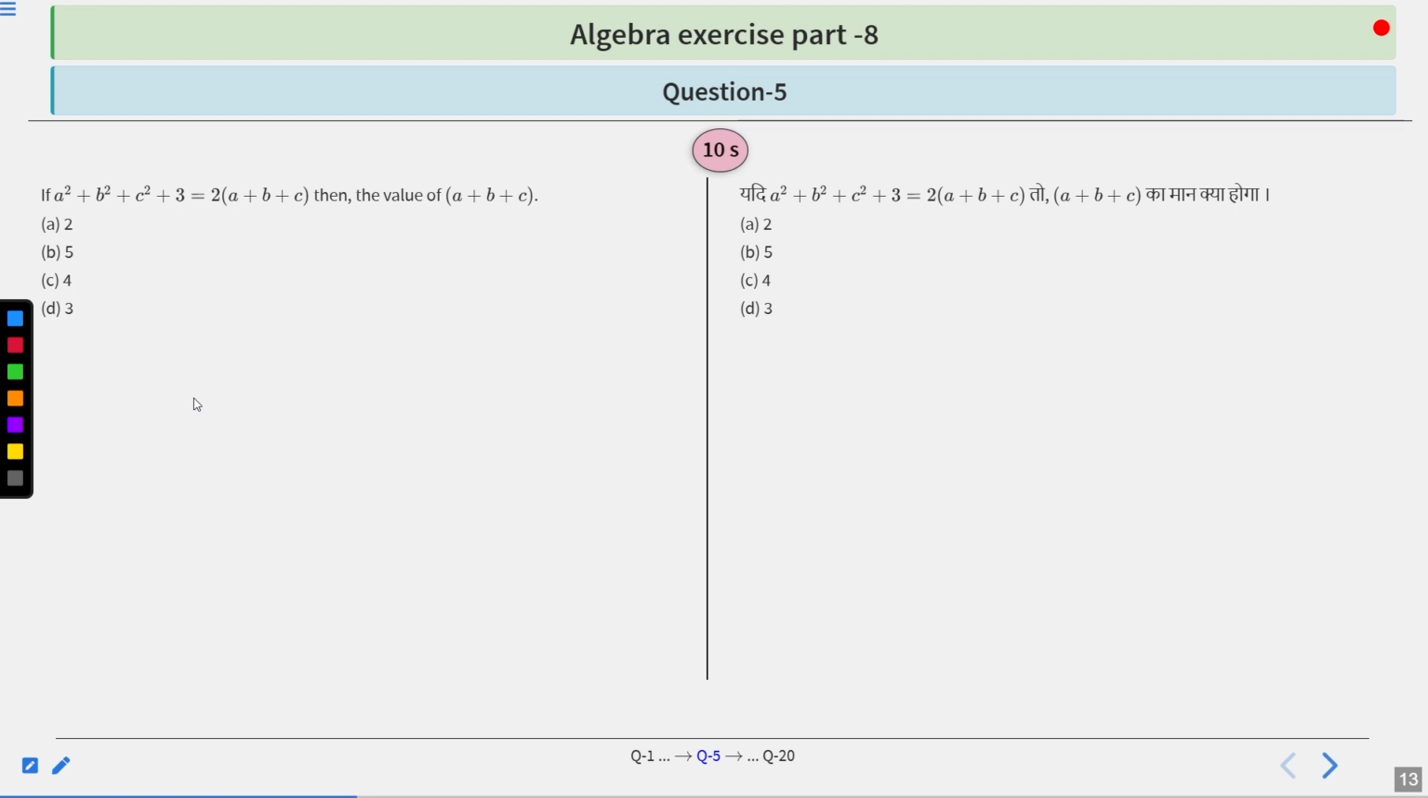Next one is, if A square plus B square plus C square plus 3 is equal to twice of A plus B plus C, then the value of A plus B plus C: option A 2, option B 5, option C 4 and option D 3. These are the options and I'm giving you 10 seconds to find out the correct answer. After that, I will do the solution for you.